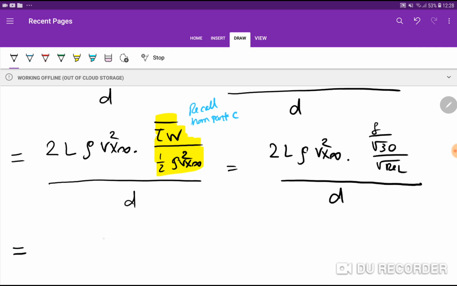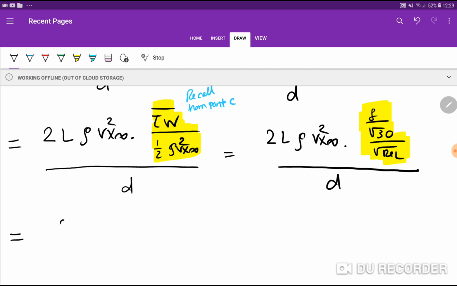To simplify it, I will simplify it further. Highlight this so y'all understand. So 2L, okay, let me write this way.